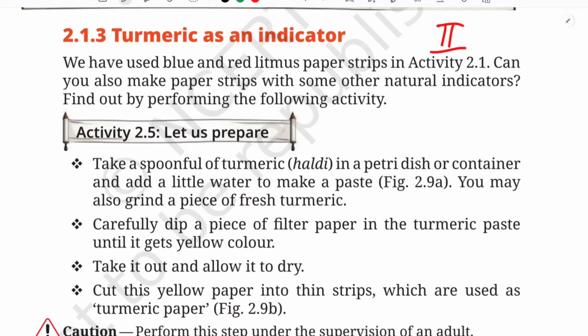In our previous class we learned how we can check an acidic substance and a basic substance by using red litmus paper and blue litmus paper, isn't it? And we have also learned how a natural substance like rose can act as an indicator of acid and base. So in this class we will learn about how turmeric can be an indicator.